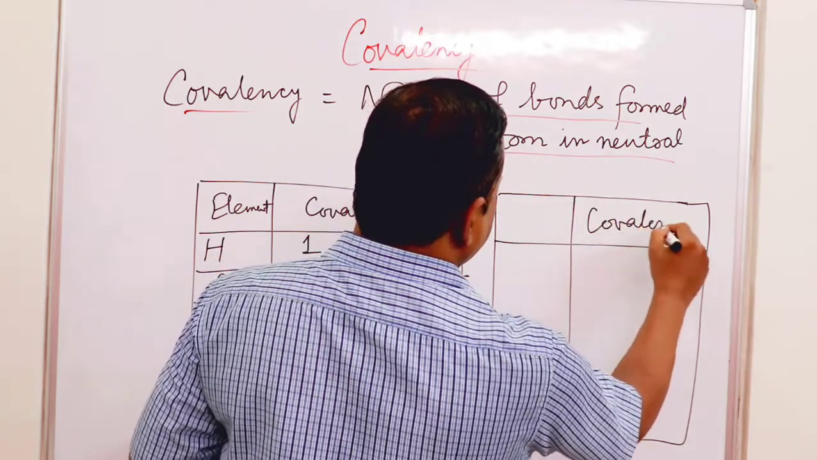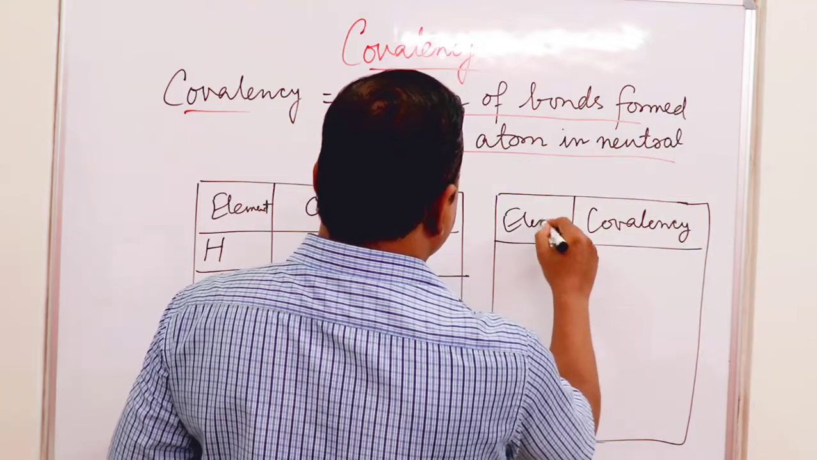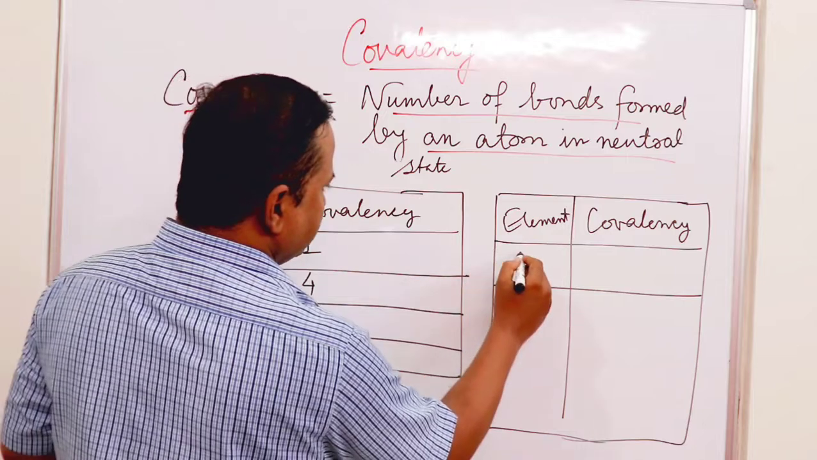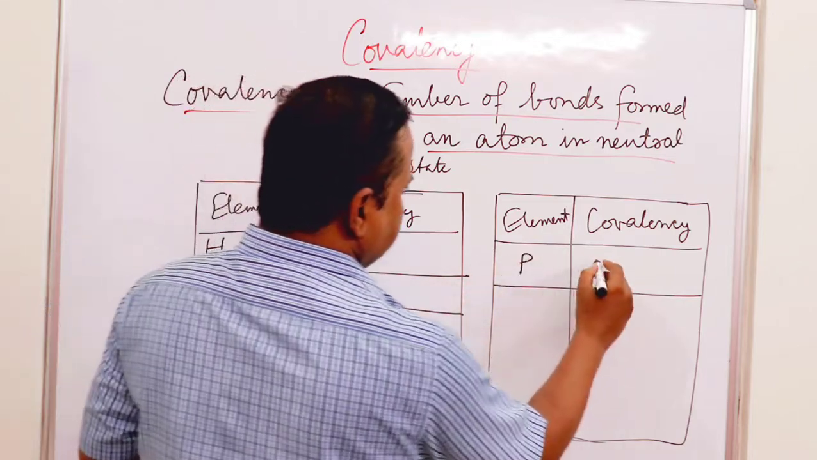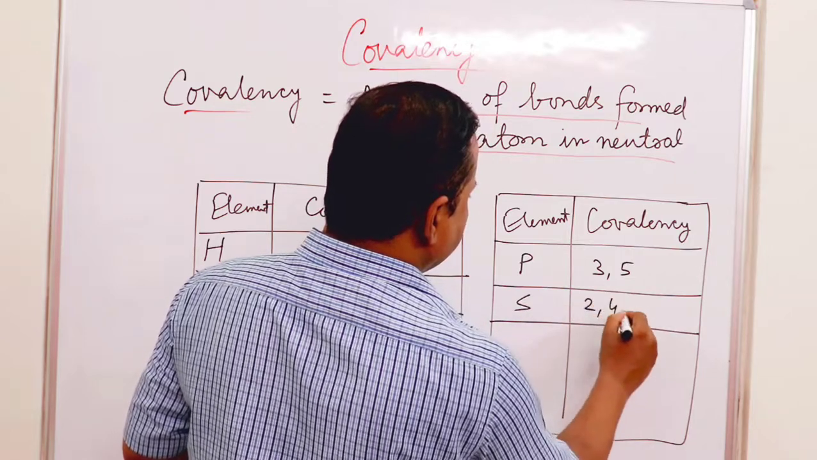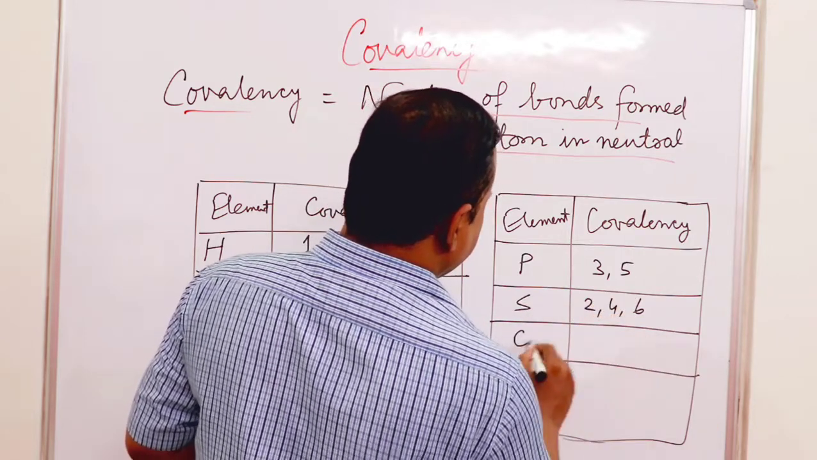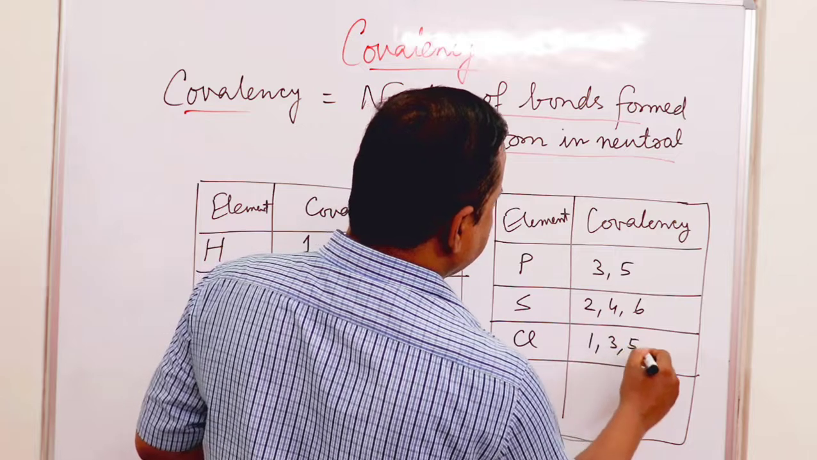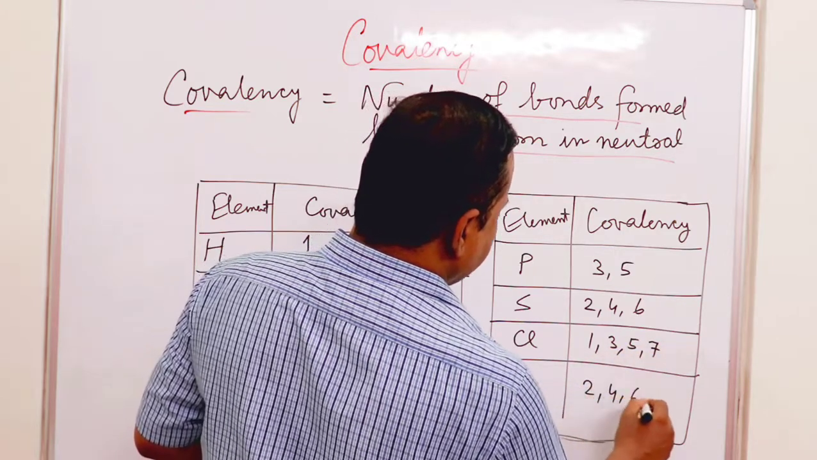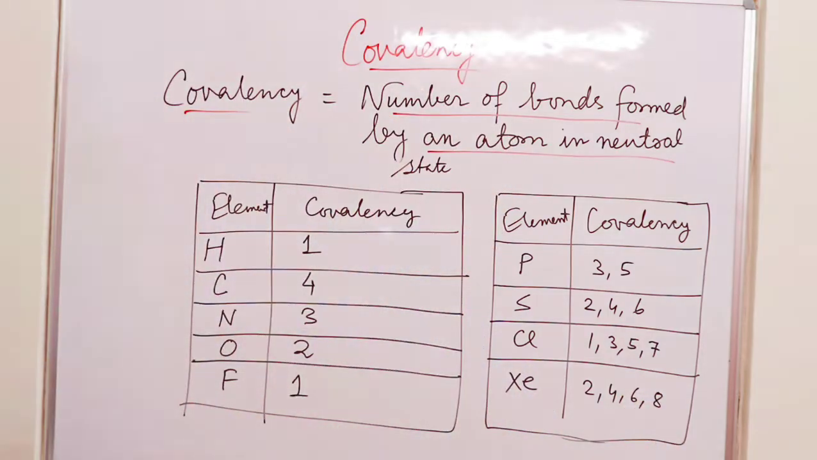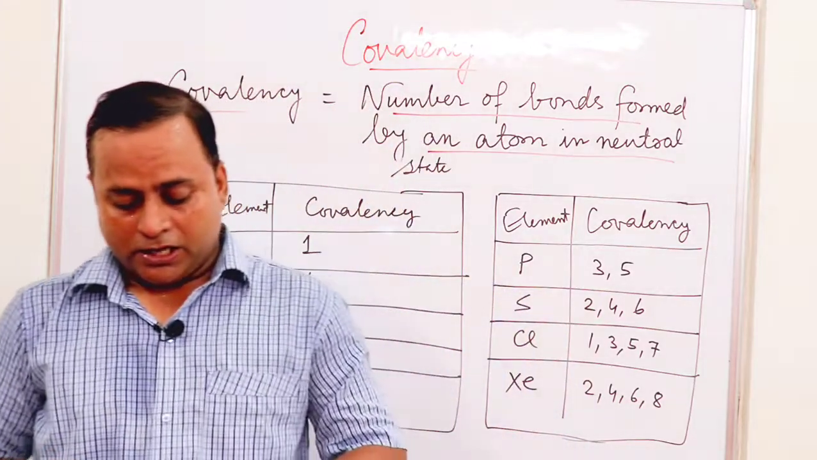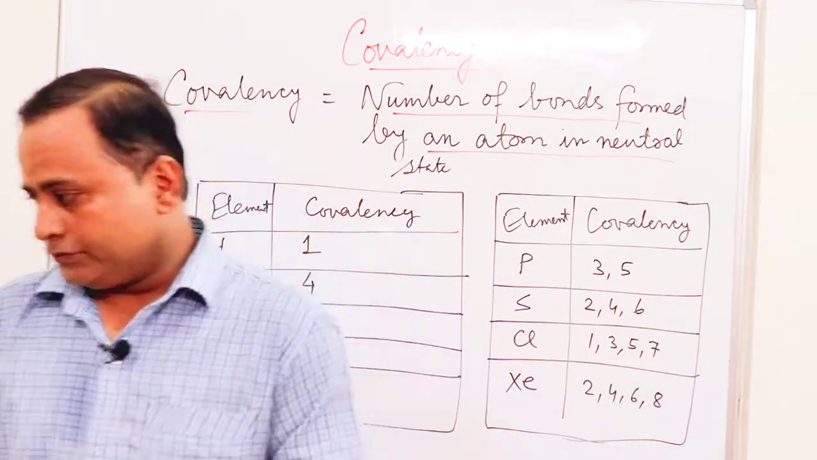We can make another table here. Covalency, element, fluorine. Then we learnt about phosphorus. It has 3 and 5. Sulfur, 2, 4, 6. Chlorine, 1, 3, 5, 7. And last, xenon, 2, 4, 6 and 8. If you know this, if you remember this, it will be very easy for you to write the structures whenever you are asked to draw a structure of a particular compound.